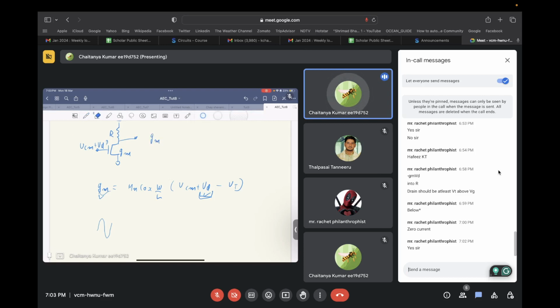So what is the output basically? Output is minus GM times R times VD. And what is this equal to? Minus GM, and GM is mu n Cox W by L times VCM plus VD minus VT, times R times VD. So basically there is a VD square also involved here, right? Yes, sir. So your system is not linear anymore.